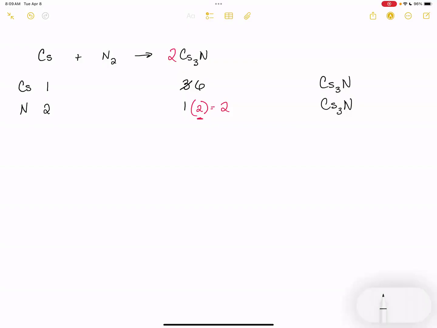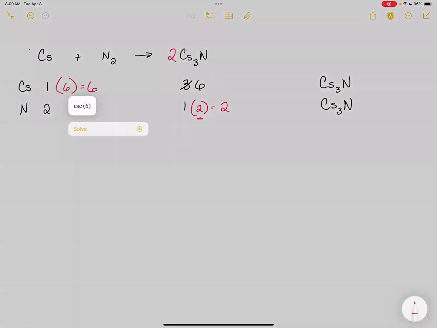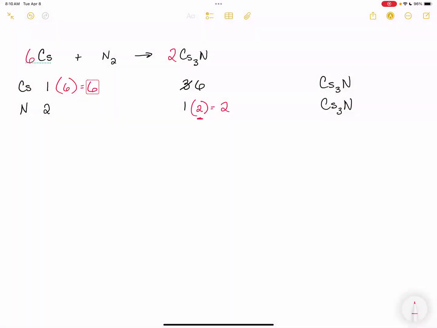On the product side. Now I'm going to balance the cesium. On the reactant side, there is 1. On the product side, there are 6. In order to balance the two, I have to multiply the reactant side by 6. Whatever you multiply by becomes the coefficient. So the balanced chemical equation is 6 cesiums plus nitrogen gives you 2 cesium nitrides.